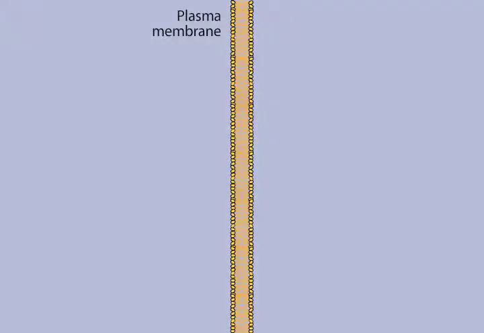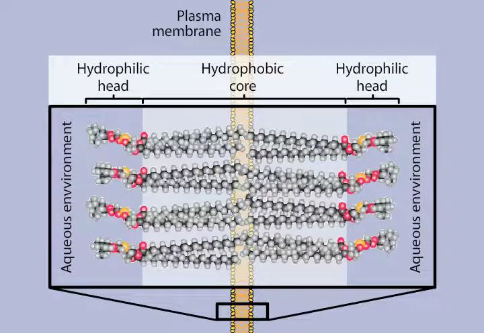All living cells are surrounded by a plasma membrane composed of a lipid bilayer. The hydrophobic core of the lipid bilayer prevents movement of ions across the membrane. This property allows a cell to maintain different concentrations of ions on either side of the membrane.